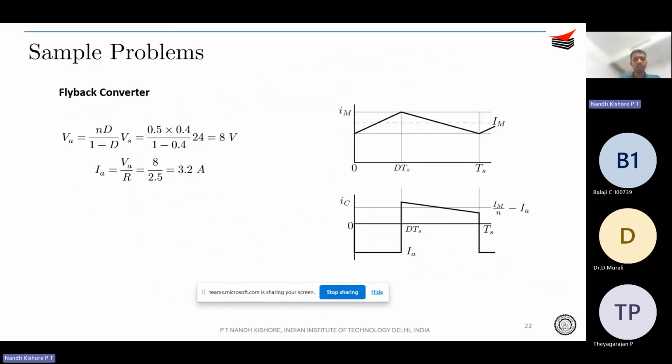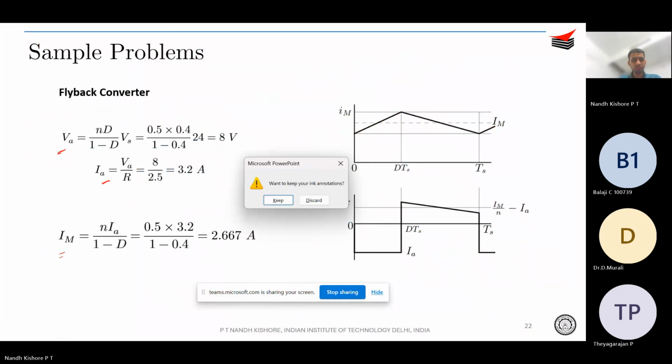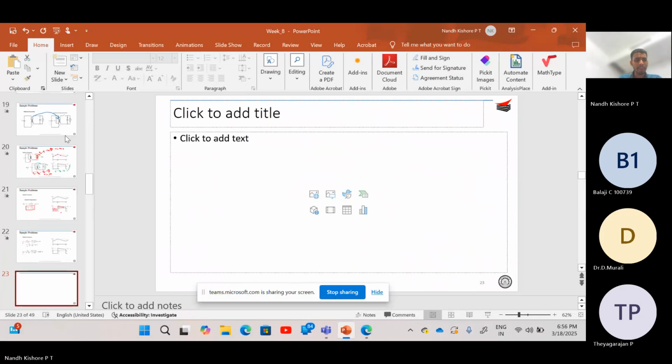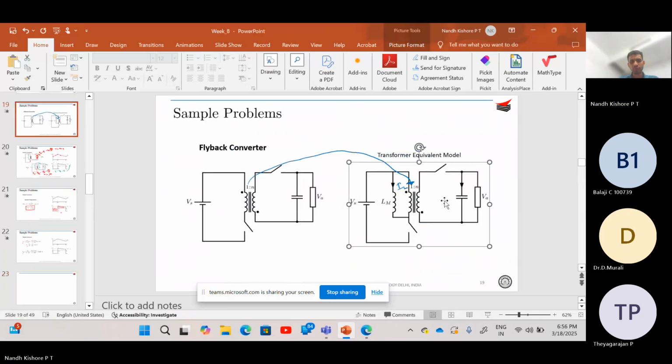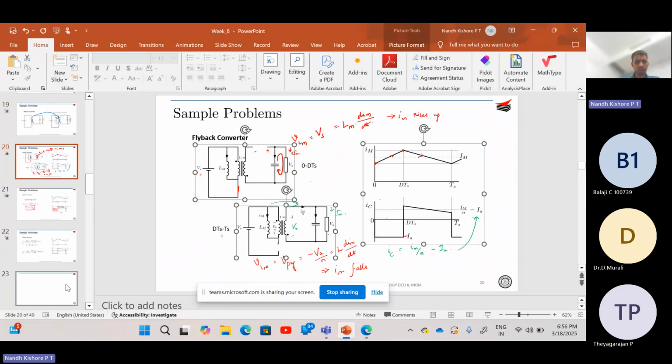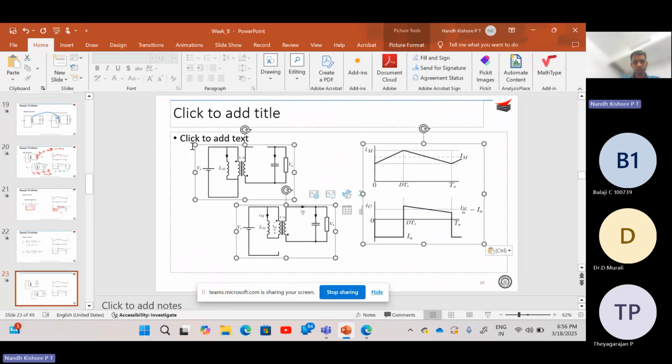So now from the given data, you get what is Va. Therefore, you get what is Ia. And therefore, you get what is Im. So this is just the procedure. I will go through the procedure once again, but let me take a new slide over here, and I copy these and paste it over here.